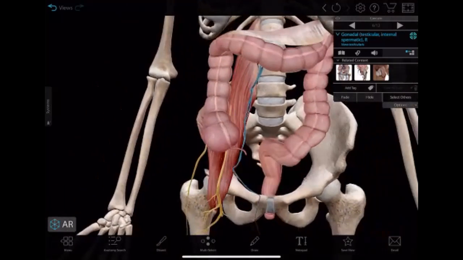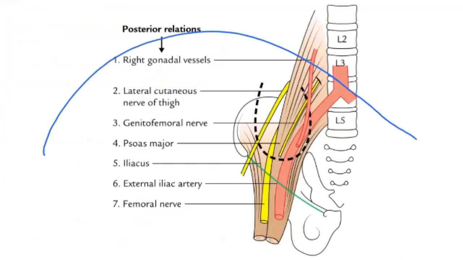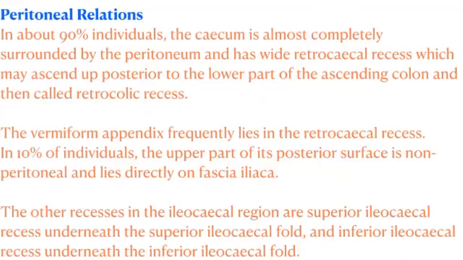See, this is the diagram. Peritoneal relationship. In about 90% of individuals, the caecum is almost completely surrounded by peritoneum and has a wide retrocecal recess which may ascend posterior to the lower part of the ascending colon and then is called retrocolic recess. The vermiform appendix frequently lies in the retrocecal recess in 10% of individuals.